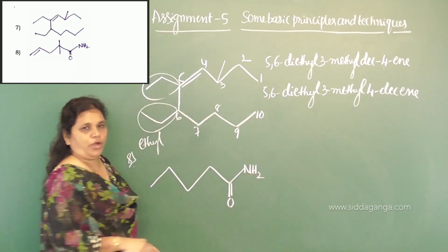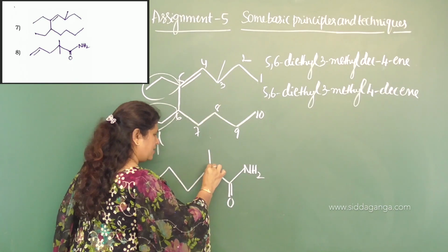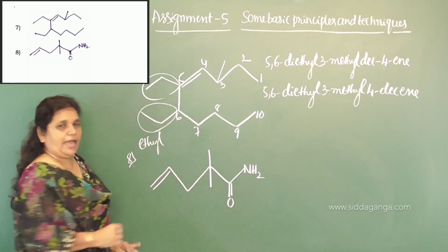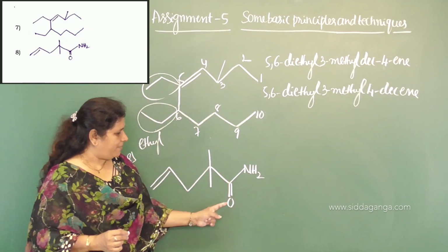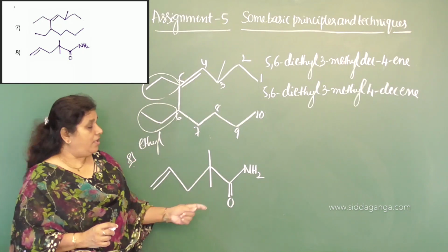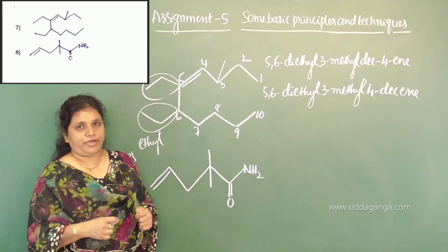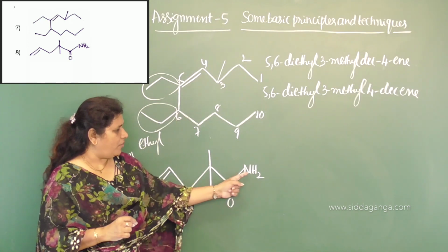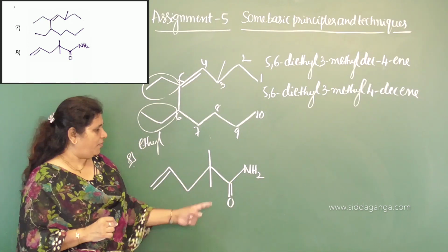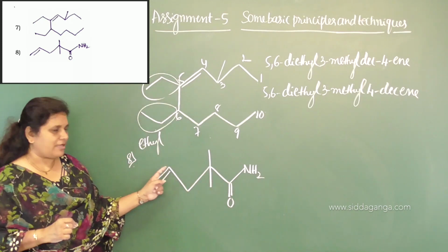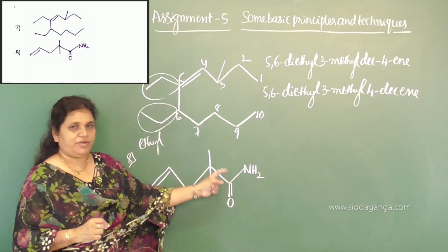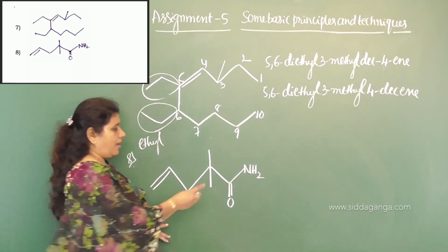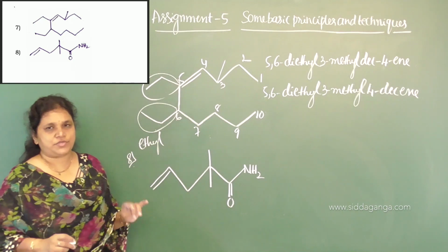C double bond O NH2, and here is a branch, again here is a double bond. Identify the functional group C double bond O NH2. So I have given how to write the bond line formula for different functional groups. So this is C double bond O NH2, the amide functional group. Now you need to select this carbon chain, and you have to give the number from this end only, because you need to give the preference for the carbon which is present in a functional group.